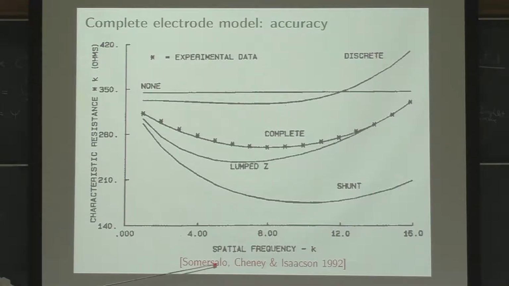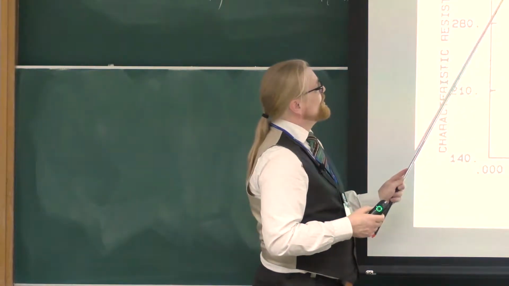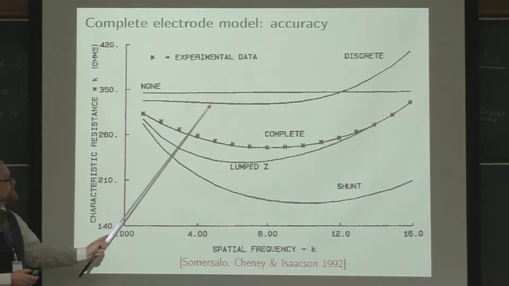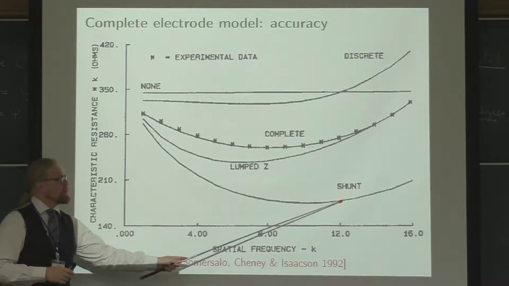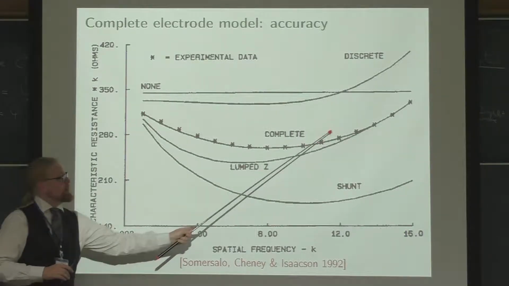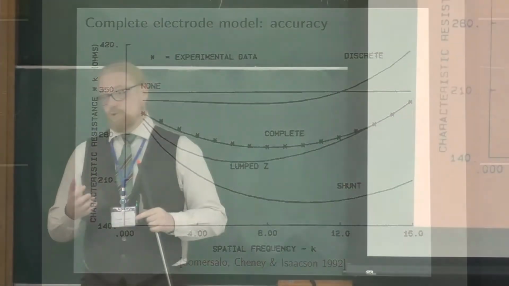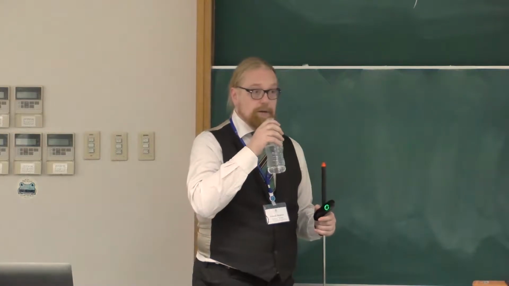And as shown by Erkki Somersalo, Margaret Cheney, and David Isaacson in 1992, these stars here are the actual measurements they did at the Rensselaer Polytechnic Institute machine. And they show that if there's no modeling, there's something like this, and with something discrete, not so good, lumped Z. This is the shunt model that doesn't take into account all the details I just showed you. So really this complete electrode model is the most accurate model so far available for these measurements. And it seems that it's a good enough model for EIT measurements.